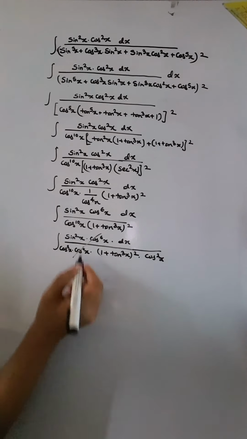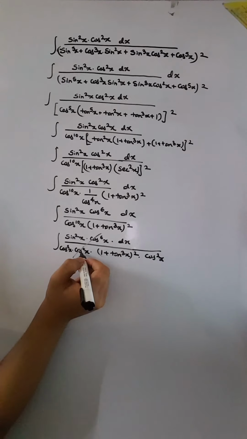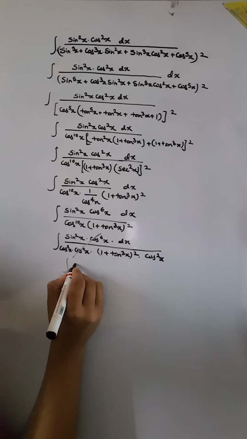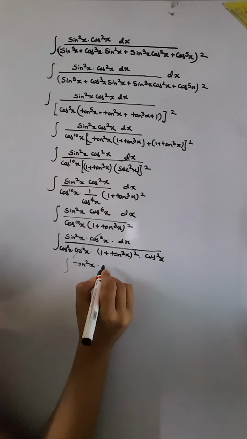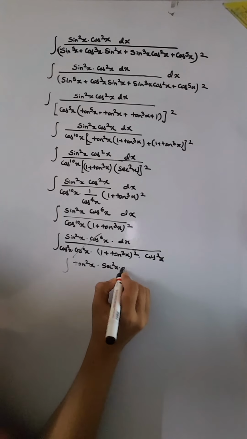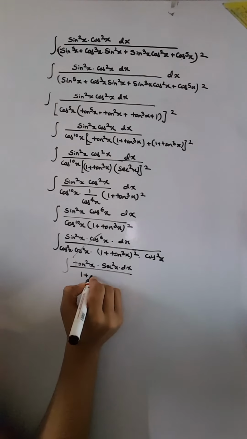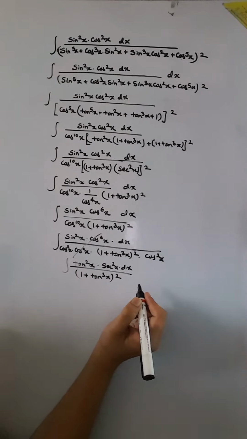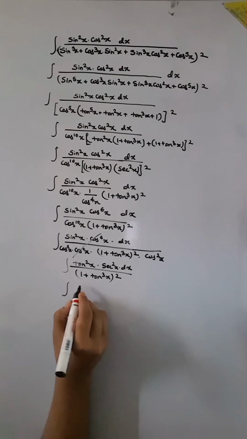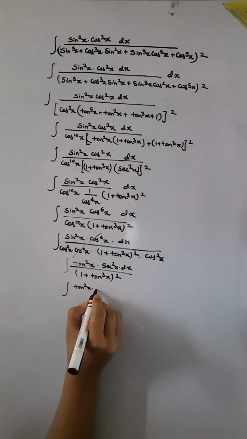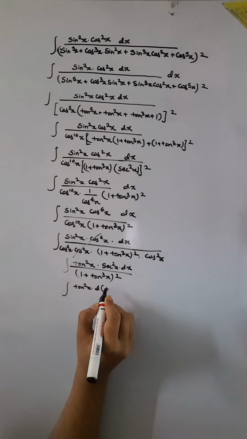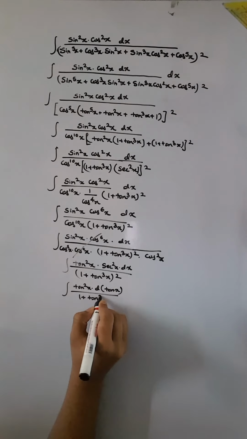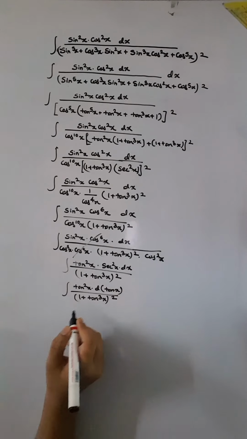This will cancel because there is cos 6x in the numerator and cos 6x in the denominator. Now we will remain with sine square x divided by cos square x, which becomes tan square x, and we have sec square x multiplied with dx divided by 1 plus tan cube x to the whole square. Then we will have tan square x into d of tan x divided by 1 plus tan cube x whole square.